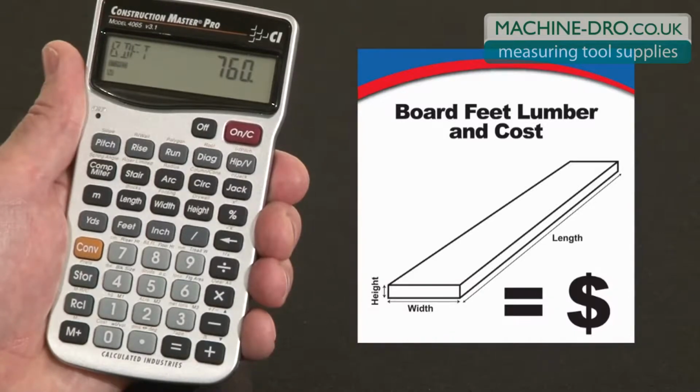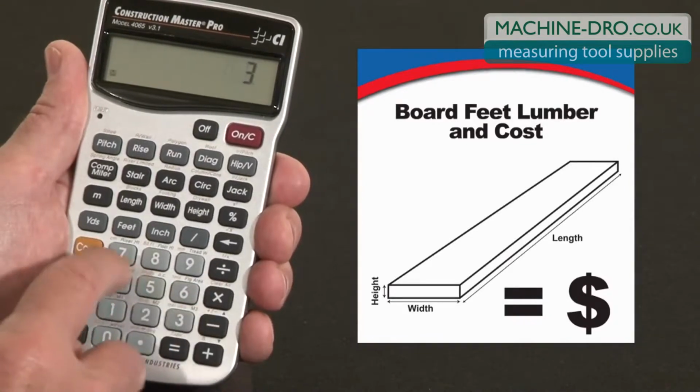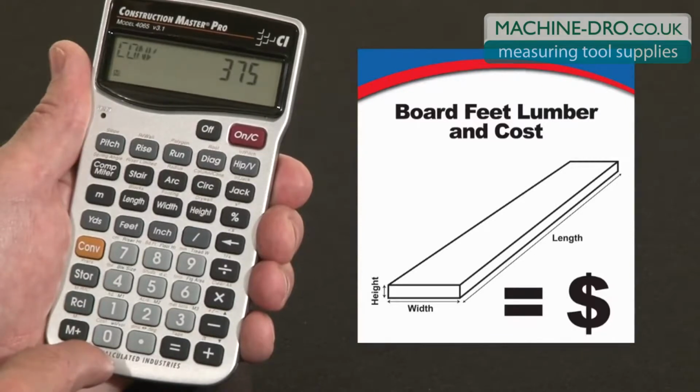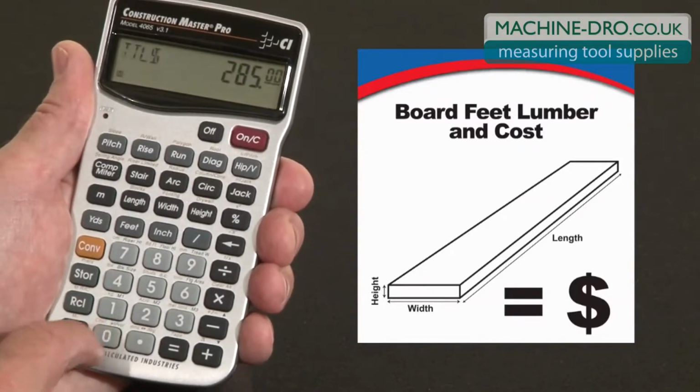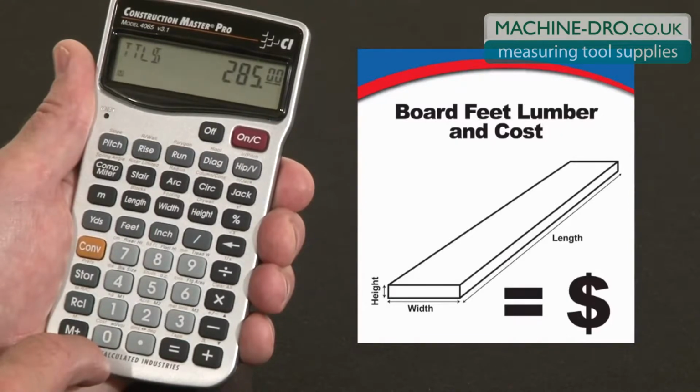Say this particular material goes for $375 per 1,000 board feet. So I would say times 375, convert. Over the 0 key is the cost function. So that would be $285 worth of lumber.